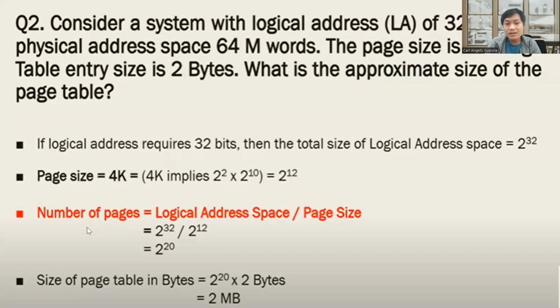So using the formula, since they're asking for the size of the page table, first the number of pages: logical address space divided by page size. We get 2 to the 32 divided by 2 to the 12, which is 2 to the 20. So the size of the page table in bytes: 2 to the 20, since each table entry has a size of 2 bytes. So 2 to the 20 times 2 bytes gives us 2 megabytes for the page table size. So, that is how the formula is used.